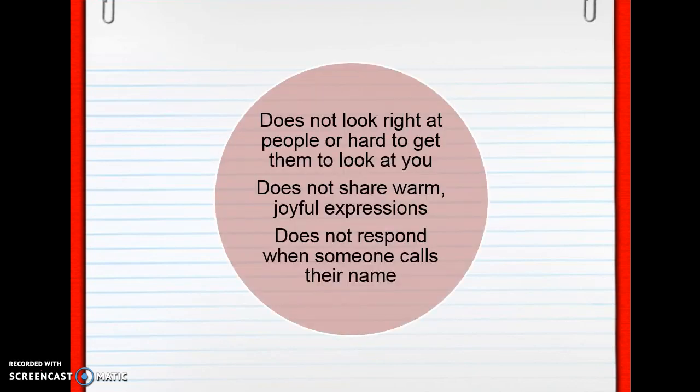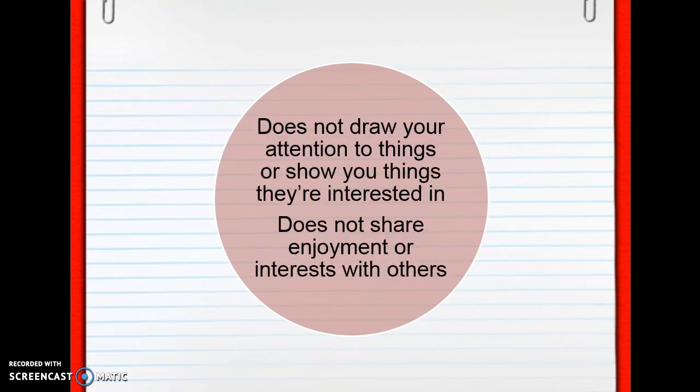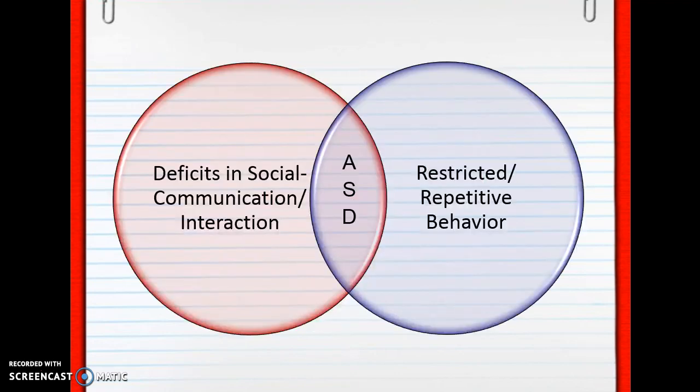You may also notice that this individual does not look right at people, or it's hard to get them to look at you. They do not share warm, joyful expressions and may not respond when someone calls their name. You may also notice that that individual does not draw your attention to things or show you things they're interested in, and does not share enjoyment or interest with others.